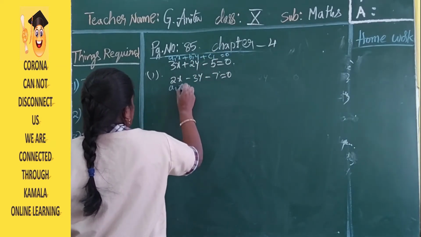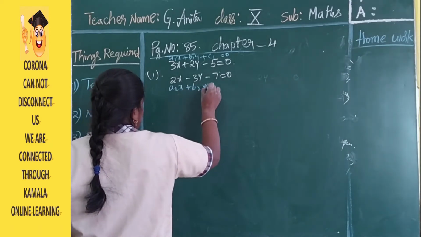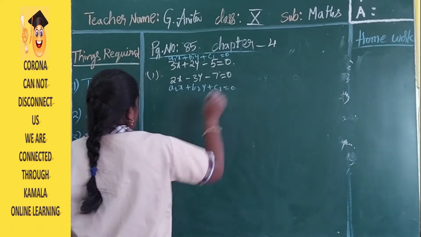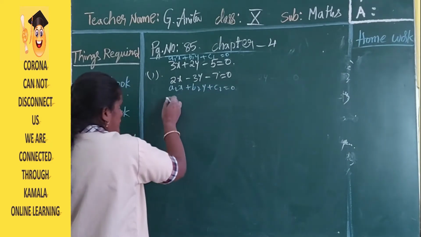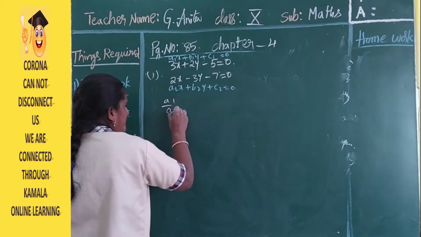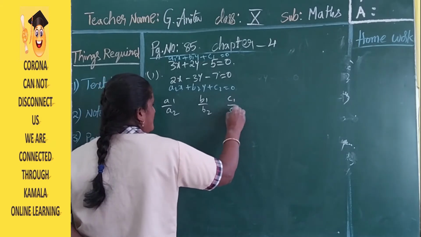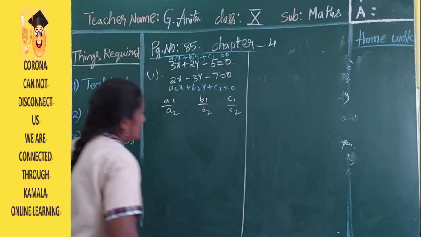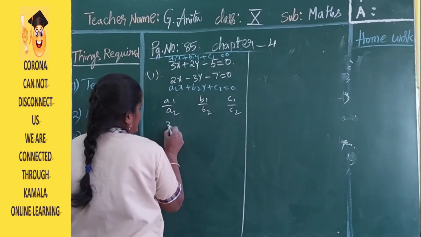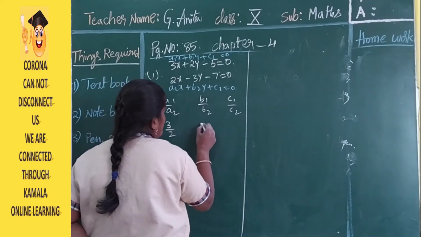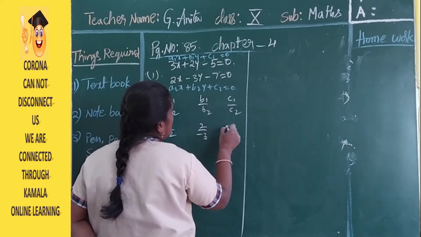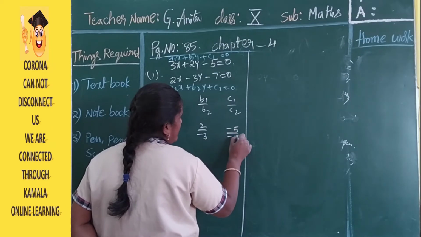Next, a2x plus b2y plus c2 should be equal to 0. So we compare the ratios a1 by a2, b1 by b2, c1 by c2. In this, a1 by a2 is 3 by 2, b1 by b2 is 2 by minus 3, and c1 by c2 is minus 5 by minus 7.